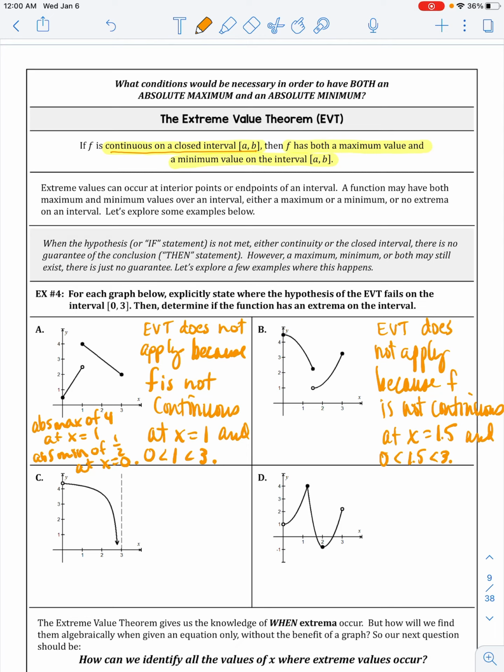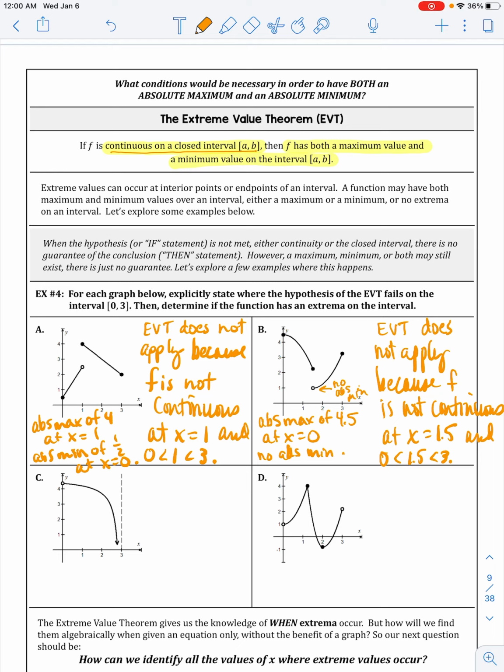Do we have extreme values? Yes, we have an absolute max of 4.5, let's say, at x equals 0. Now, right here, since this point is an open circle, there is no absolute min, okay? So no absolute min. Sorry about that. Okay, and let's look at C.